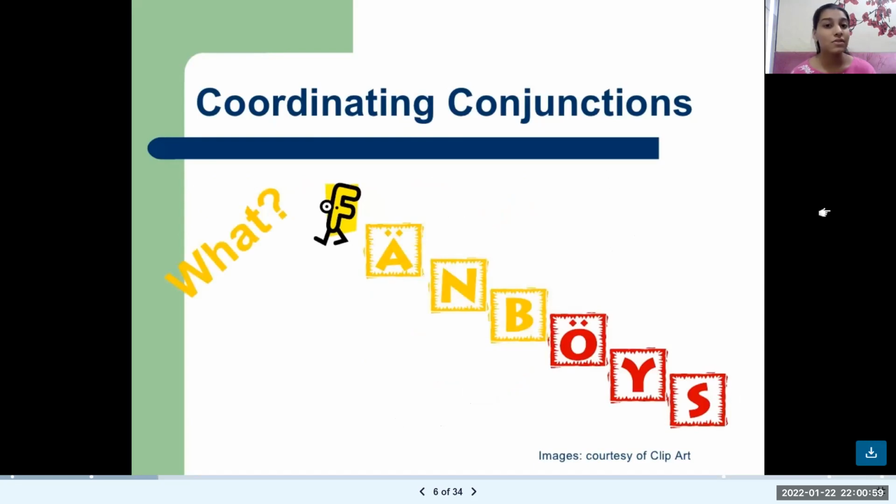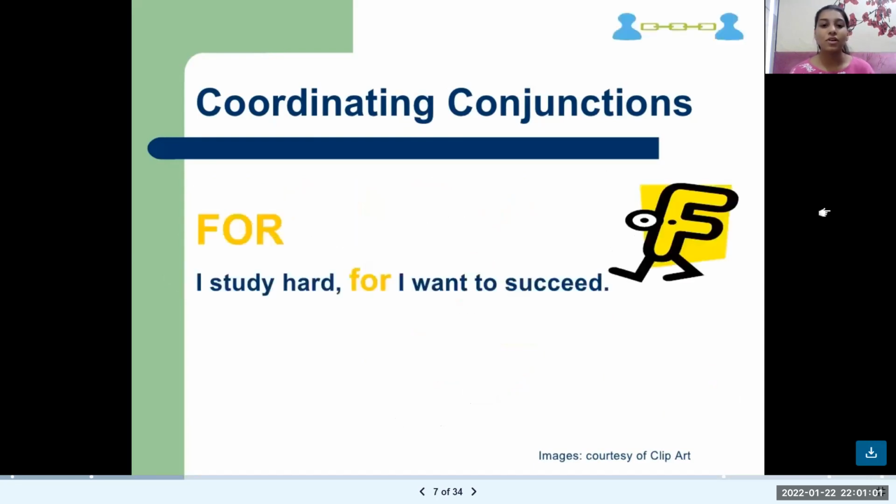So what will F stand for? F will stand for. Now the example would be, I study hard for I want to succeed. Here the two sentences, I study hard and I want to succeed, are connected together with the word for. So for is a coordinating conjunction. Now the first word of FANBOYS, F, is done. Let us see the second word.